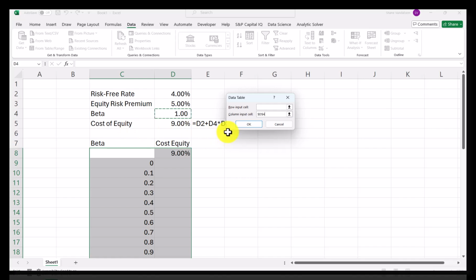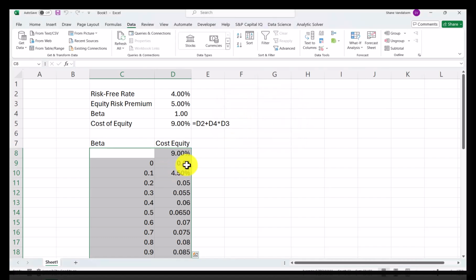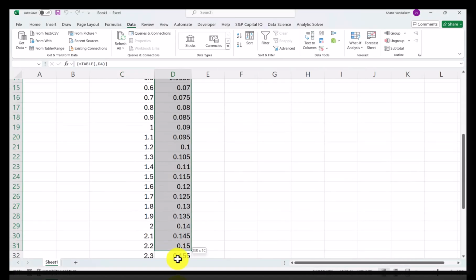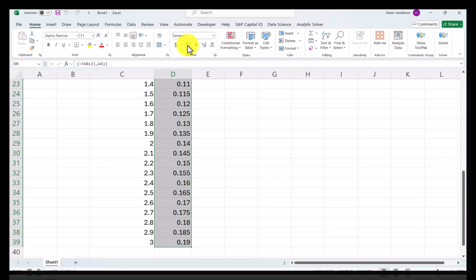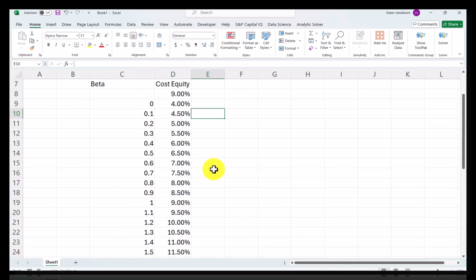And so now what Excel is going to do is it's going to recalculate the cost of equity for each value of beta that I have here. And so it looks like this. I'll make it look a little nicer now. I'm going to highlight these. We're going to change these to percentages. I go out 2 decimal places there.